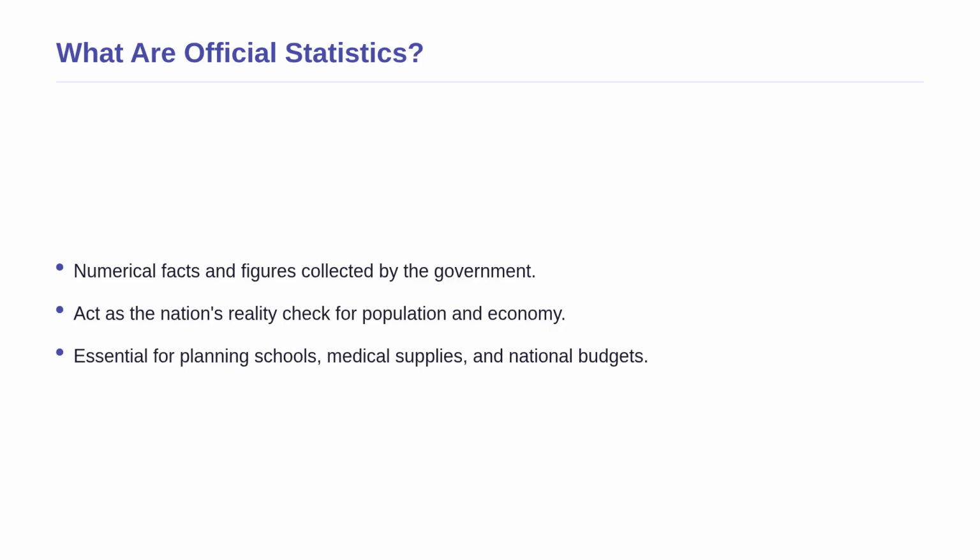Now that we understand the basic premise, let us dive into what official statistics actually are. They are the numerical facts and figures collected by the government to understand the population, the economy, and society. Think of them as the nation's reality check. Without these numbers, the government would be flying blind. They would not know where to build new schools, where to send medical supplies, or how to plan the national budget. Gathering this information for millions of people is an incredibly difficult task. The government has to actively go out and collect this data using specific scientific methods, which we will explore next.